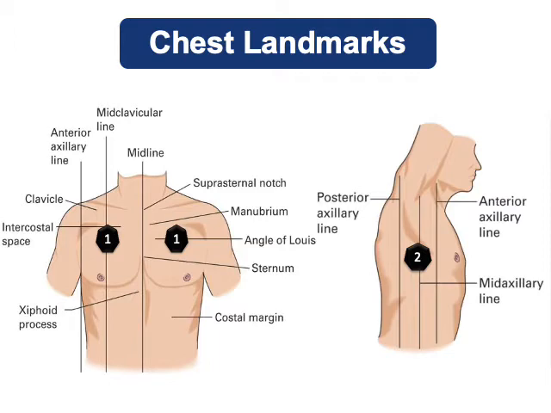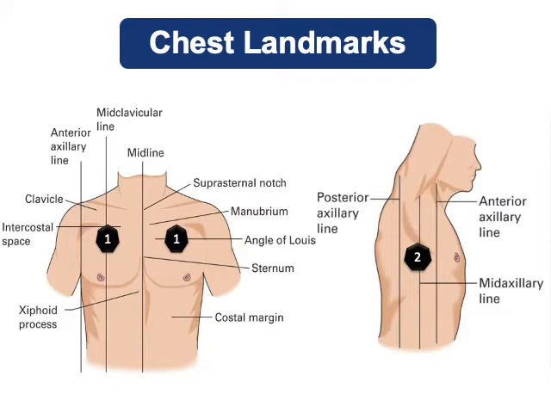The number one right there, that's the second or third intercostal space at the mid-clavicular line, and that's the first place we're going to listen to lung sounds. We're going to listen separately one side and then the other. We're comparing left to right, right to left. Doesn't matter which way you start, but you want to compare one side to the other.